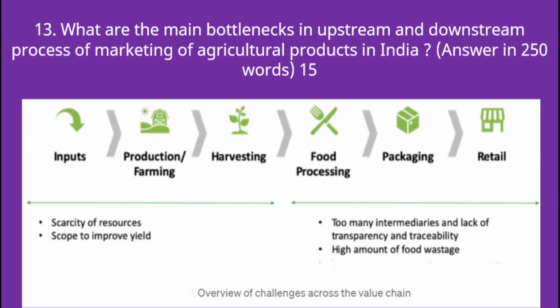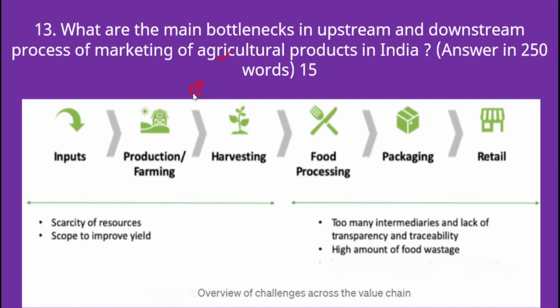So therefore, when you are preparing for the exam, particularly the mains exam, it is very important that you coordinate your studies with the syllabus so that your preparation would be most impactful while dealing with all these syllabus aspects. Now the first question is about the bottlenecks. So we need to identify what are the main bottlenecks in upstream and downstream process of marketing of agriculture products in India. This question has been asked, and you have to write it in 250 words, and this is a 15 marker question, right?